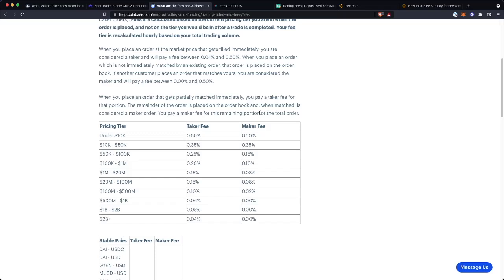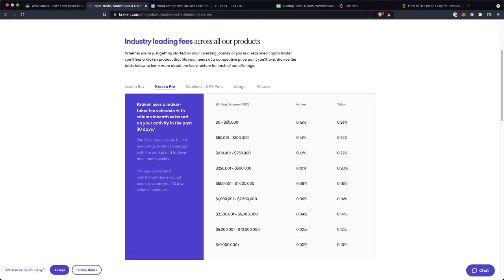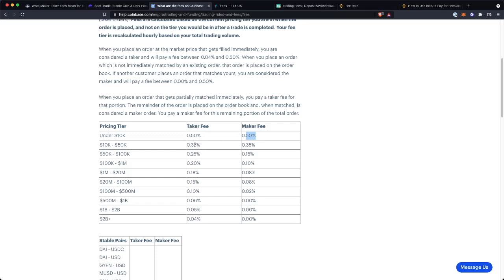It's fine if you're just buying stuff and holding it for a while, but if you're actively trading, those fees are really going to eat into your profits. So this is Coinbase Pro. Remember that. Under 10K, you're at 0.5% as well as 0.5% for the maker. 10 to 50K, which is the same range right here, roughly, you are getting 0.35 to 0.35. So we can go compare that.